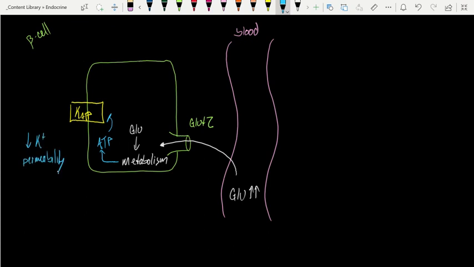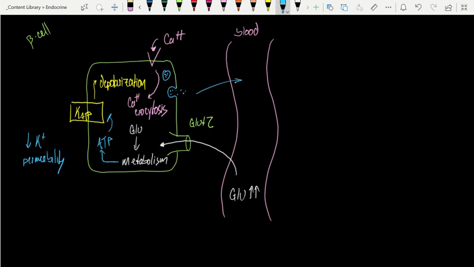And of course, if potassium permeability is decreased, that's going to lead to depolarization. And that depolarization is going to open up voltage-gated calcium channels. And of course, as calcium comes in, calcium does what calcium always does. This is exocytosis. I've got vesicles loaded with insulin, ready to be exocytosed. Calcium will fuse those membranes, and that insulin is released into the blood.